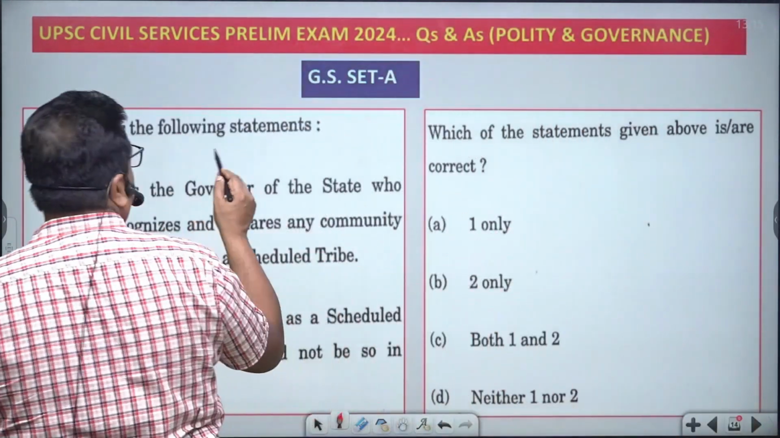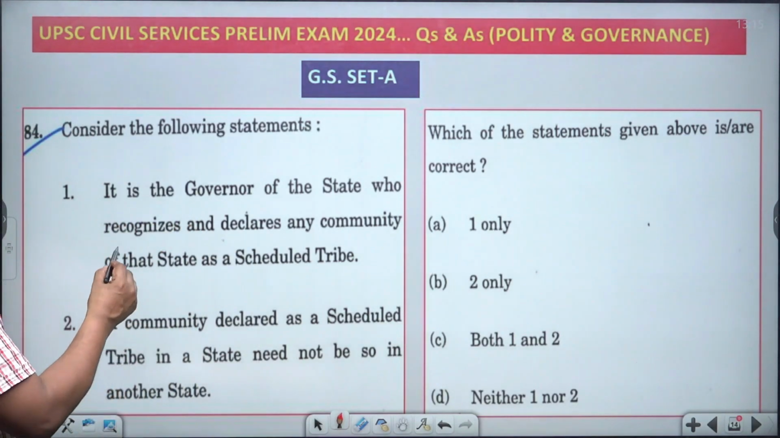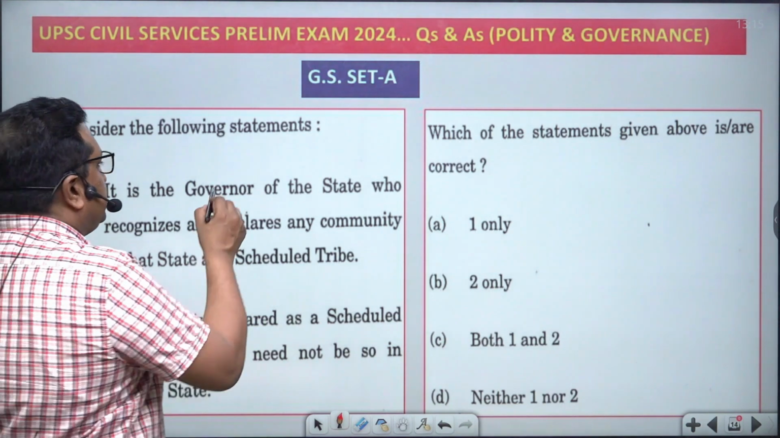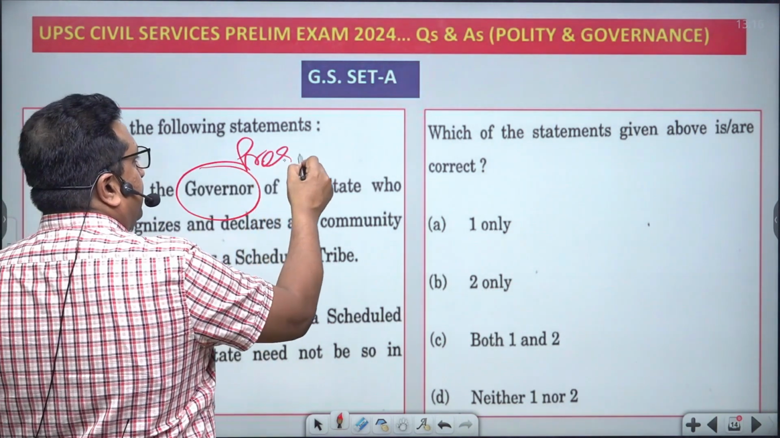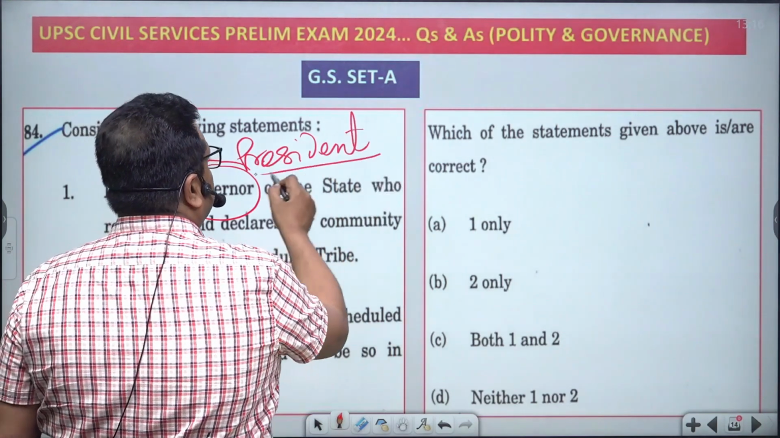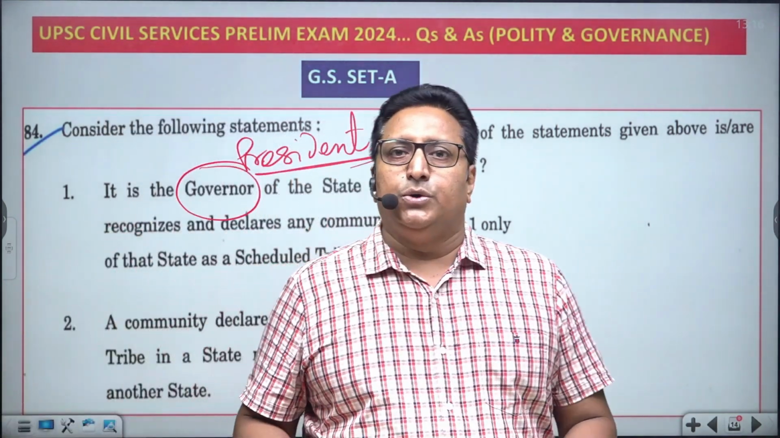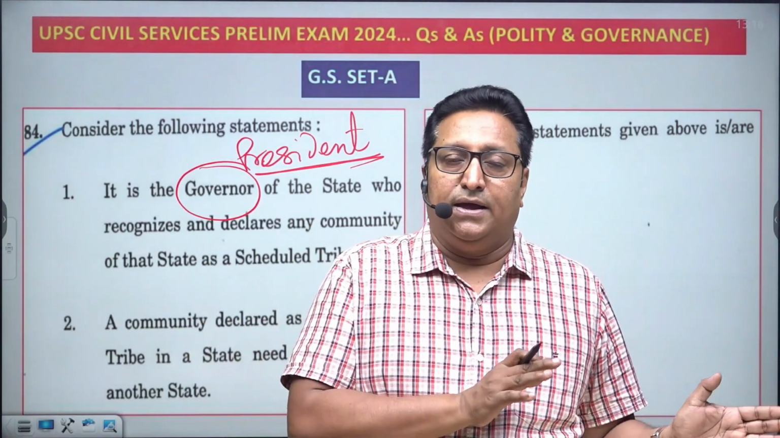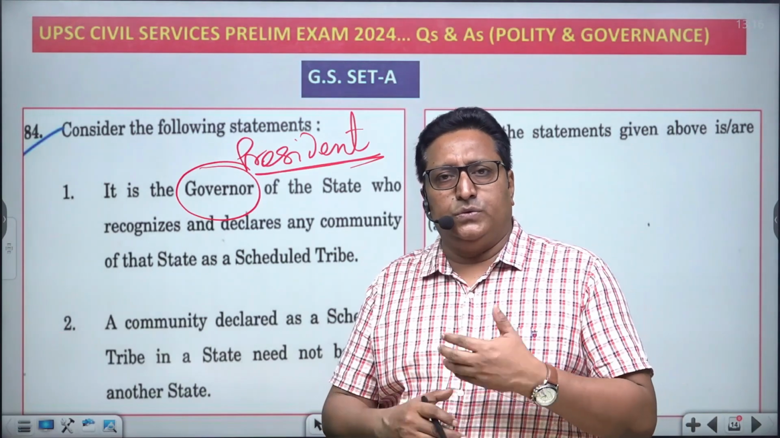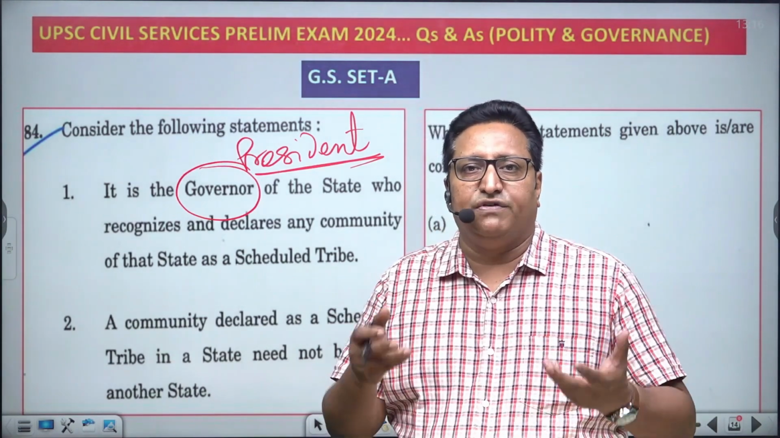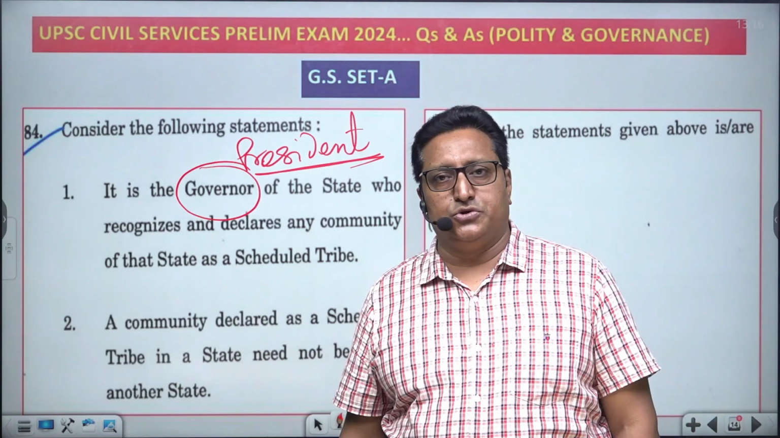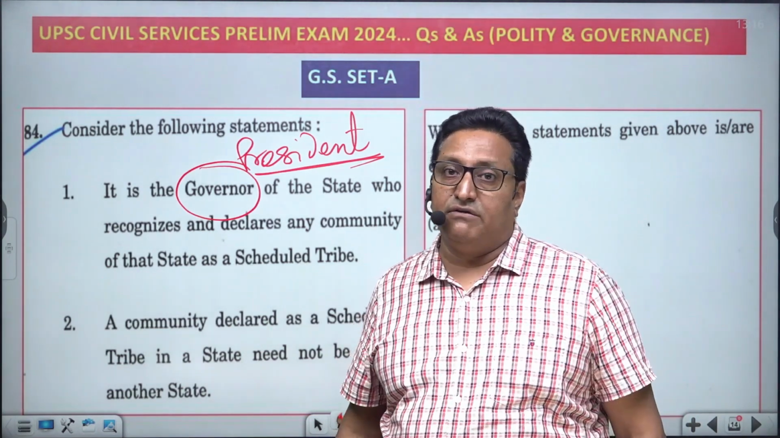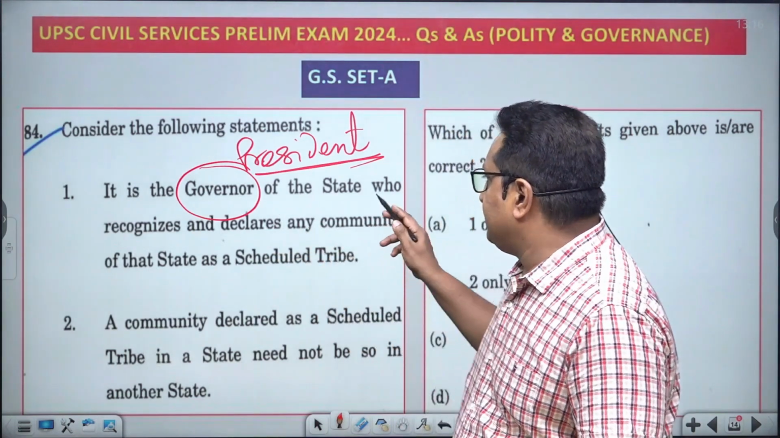Next question is, consider the following statements. It is the governor of the state who recognizes and declares any community of that state as a scheduled tribe. No, it is the power of the president. Whether it is scheduled tribe or scheduled caste, it is the power of the President of India to notify a particular social group as scheduled tribes or scheduled castes. Parliament has the power to bring about variation in the list of scheduled castes or scheduled tribes notified by the executive order, right? So it is not a matter that can be done by the governor at the state level. Okay, so this is not correct.